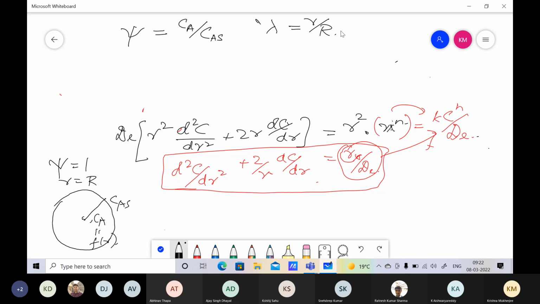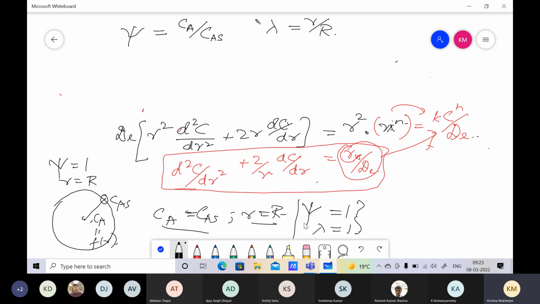And so we simply say Ca is equal to CAS, which means CA is equal to CS at R is equal to R, which really simply means that psi is equal to 1 at lambda is equal to 1. Okay? Yes? Okay. And I will make another assumption which is not really correct, but I can do it two ways. See, there are two boundary conditions. One is this boundary condition, which is CA is equal to CS at R is equal to R, which really is this boundary condition BC.